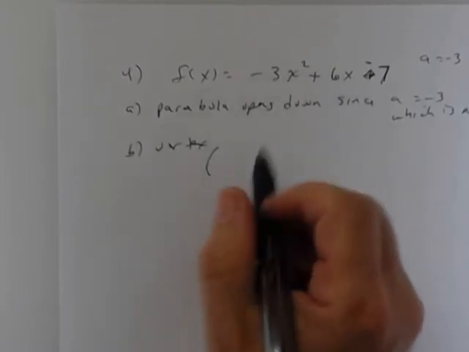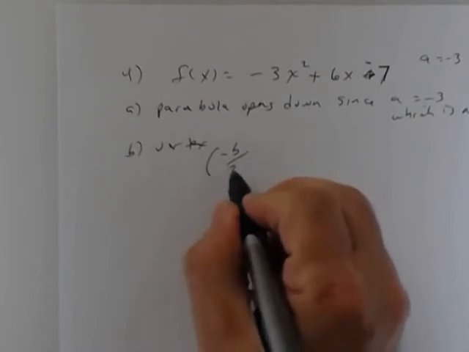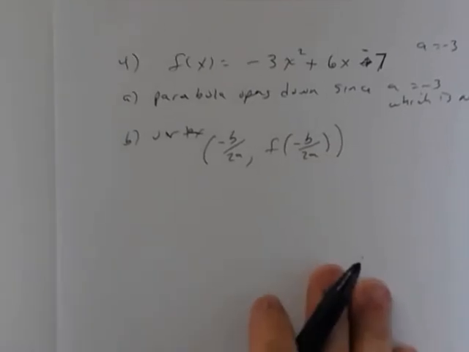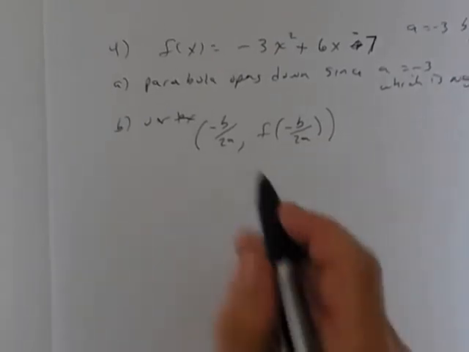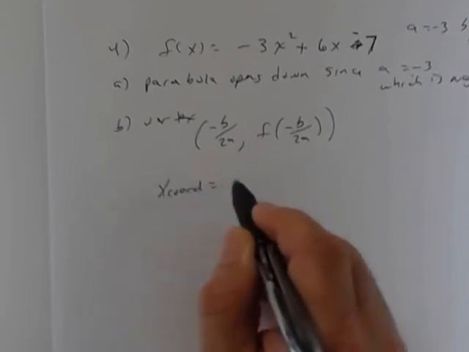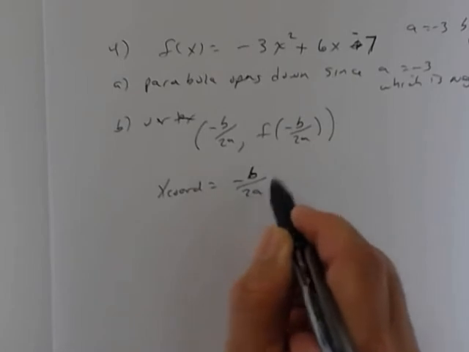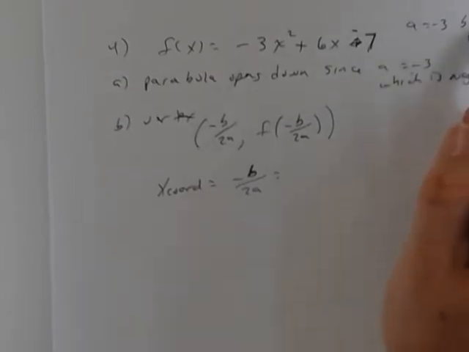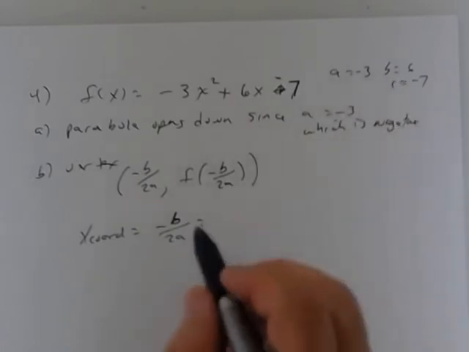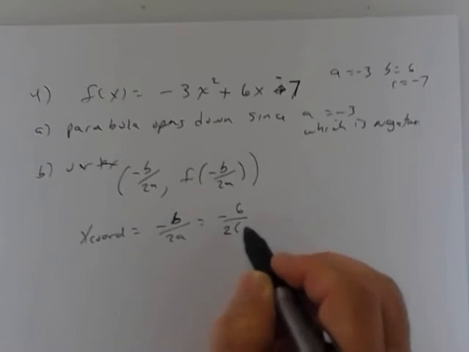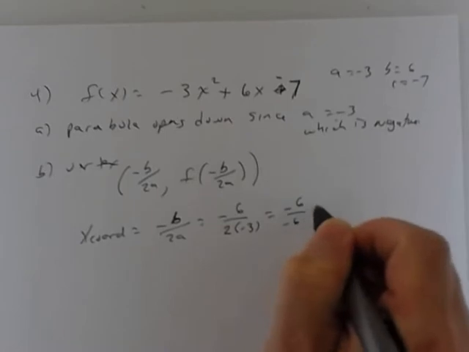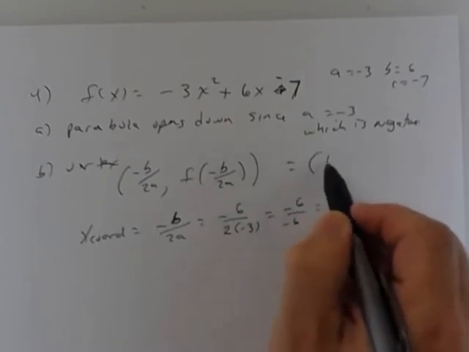Okay, so your vertex, now this is general form, correct? So since that's general form, you have to use the vertex formula: -b over 2a, comma, f of -b over 2a. The x coordinate of the vertex will equal -b over 2a. So this says I take the opposite of b. What's b in this case? 6. So I take the opposite of 6. I get -6 over 2 times a. a is -3. So -6 divided by -6, which is 1. Okay.